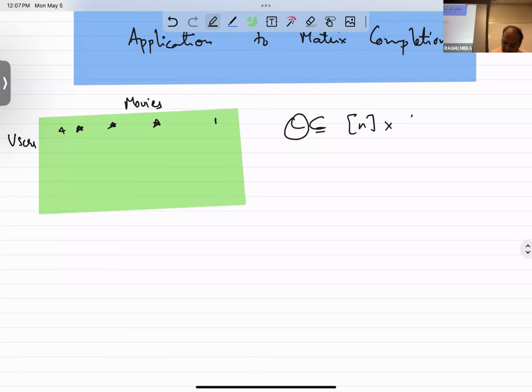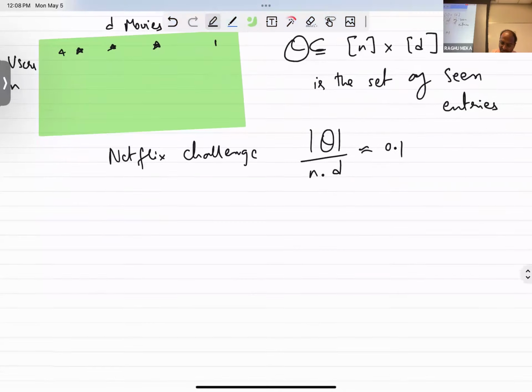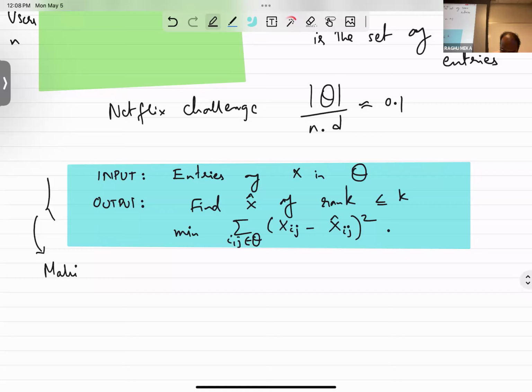Okay, and we said one way to try and model or try and make a prediction is you have to come up with some simplifying assumption about the true matrix. And one natural assumption which gives you some good improvement by itself is low rank approximation, right? So we can model this as the following problem: input entries of x in theta, and our output, we want to find a matrix x hat of rank less than or equal to k. We have some rank bound k, and our goal is to do, okay, and this is the matrix completion.